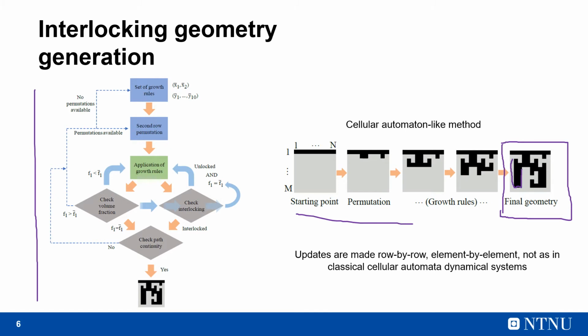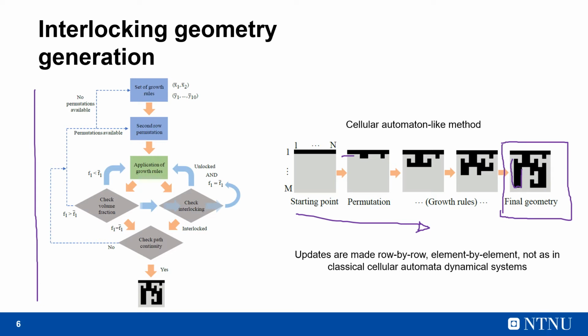So this is a scheme of generation. For the generation of the geometries, we start from an n by n matrix with the first row full of black building blocks. Then we permute the second row, and then we apply growth rules in a cellular automaton-like style, let's say. But the growth rules are applied row by row and element by element.